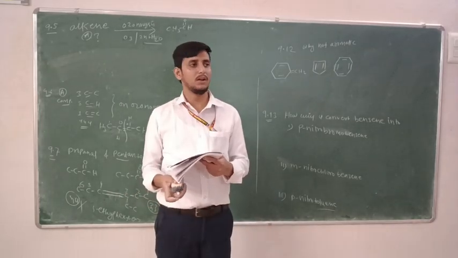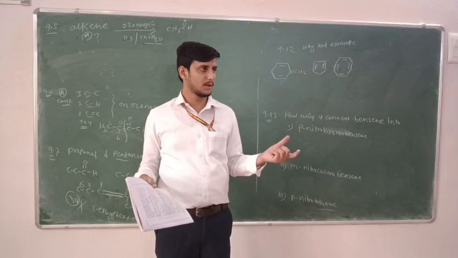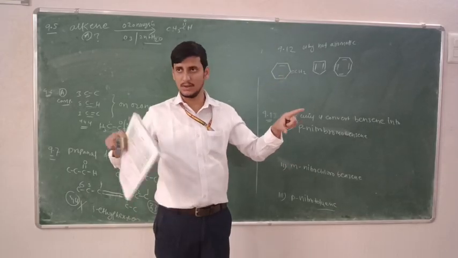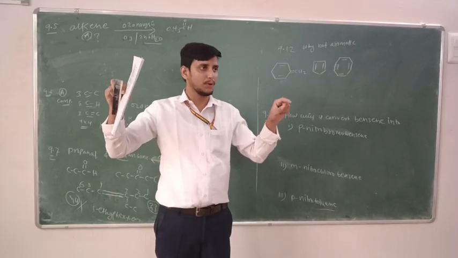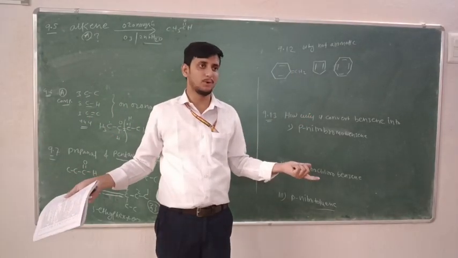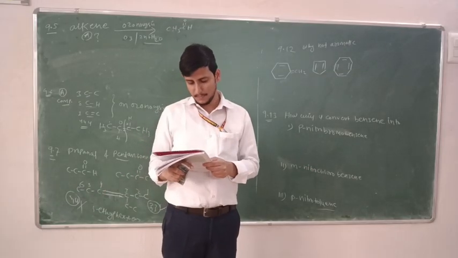And unpaired electrons are present in p orbitals. That pure p orbital overlap is a good attraction and forms stable pi bonds, right? And conjugated pi bonds.